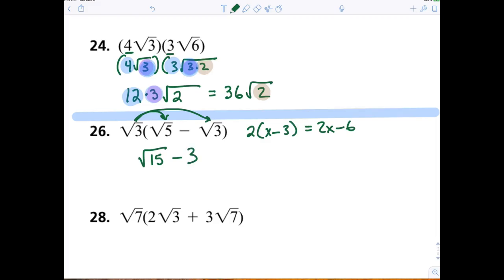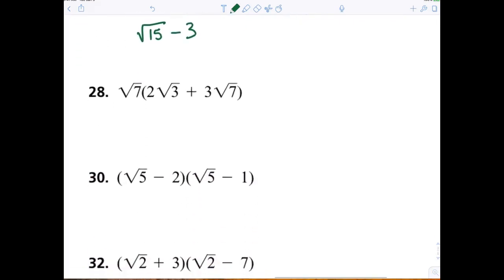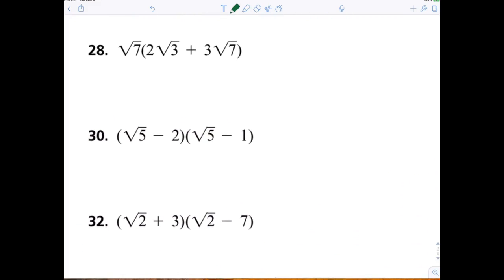Now, once again, it's starting to get a little bit harder as we go down. Anybody have any questions with the distributive property there? So all we're doing is the distributive property with radicals. Okay? So now we're on 28. Jack, give it a shot.